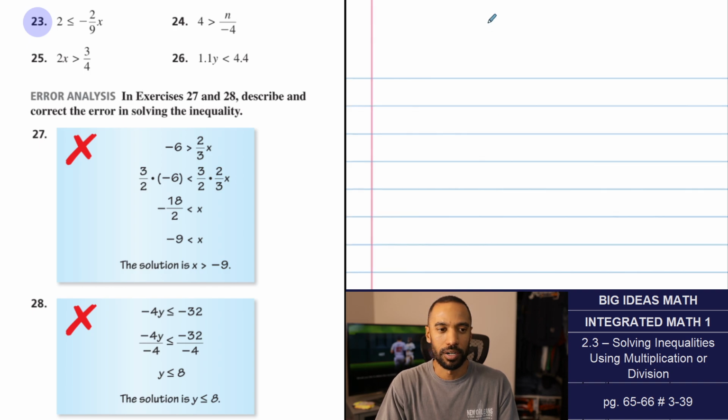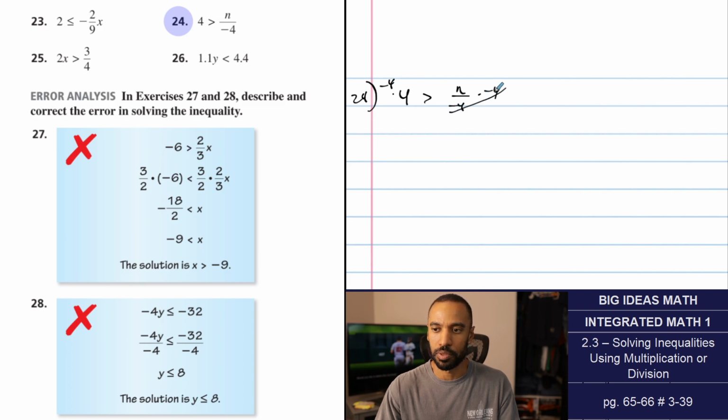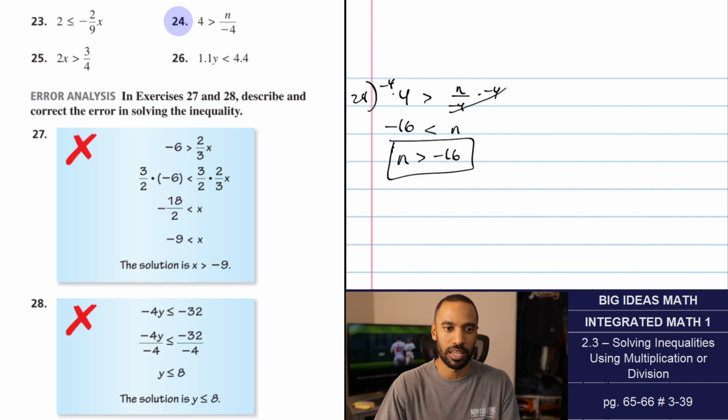Number 24, also including a negative. So double stacked them. We have 4 is greater than n over negative 4. If I multiply both sides by negative 4 and leave myself with a little room, I'm going to have n here, a flip here, and negative 16 here. Turn everything around, n is greater than negative 16. Even though I don't graph it, that's your best way to go about stating it, personally.